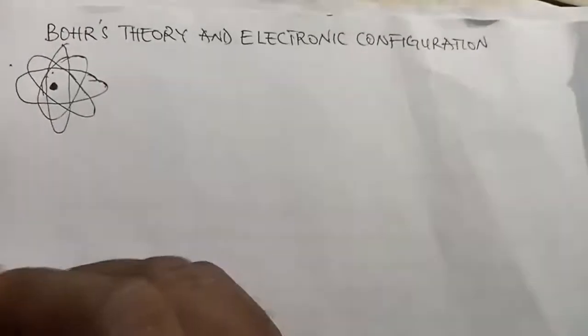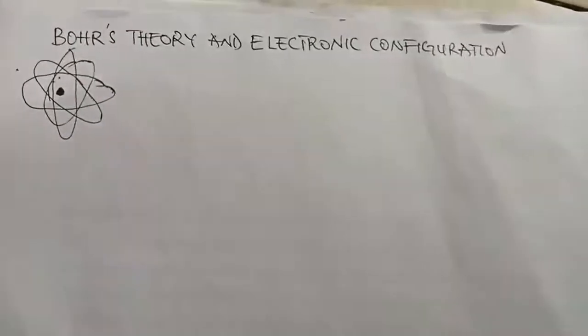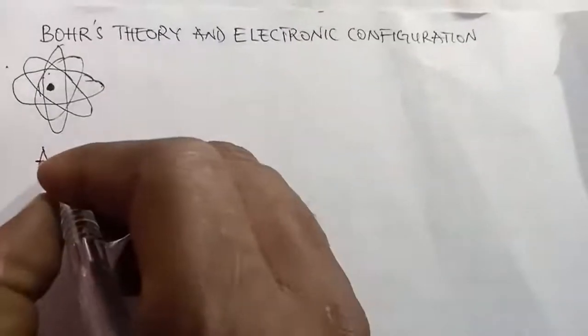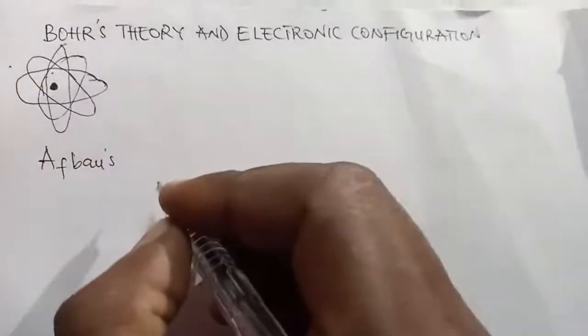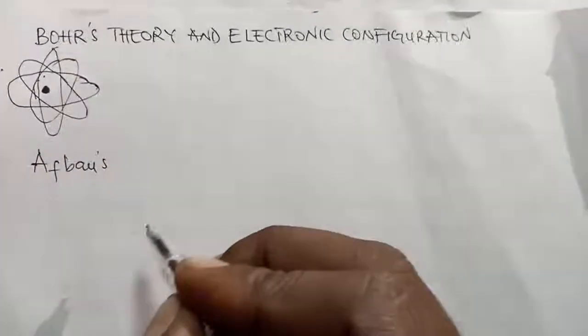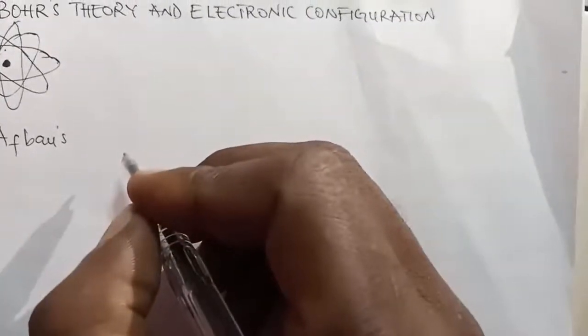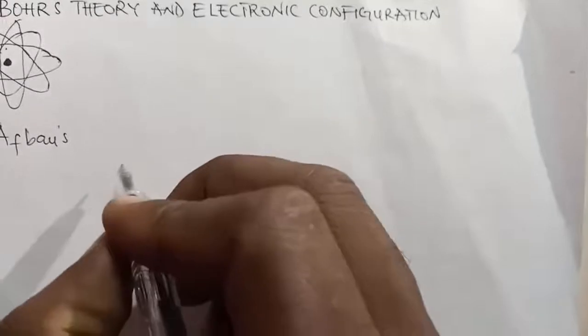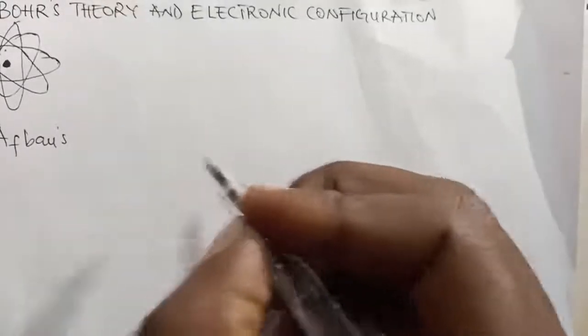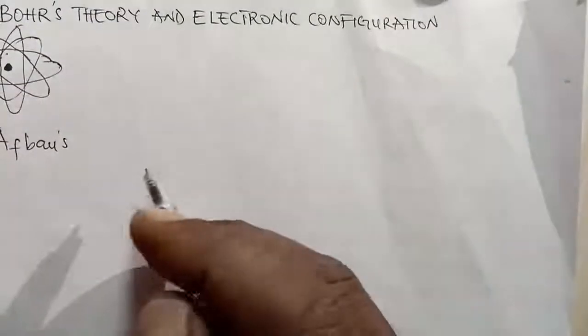The first one, we call it the Aufbau principle. Let me write it. Aufbau's principle. So sometimes books will call it Aufbau's building principle. So Aufbau states that electrons are filled in orbitals in order of increasing energy level. So what it means is that you begin with the smaller energy level and you keep increasing. So that's the first one.